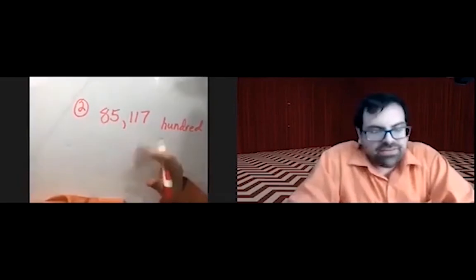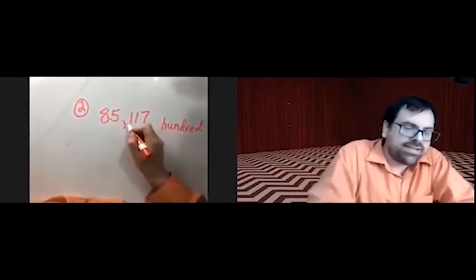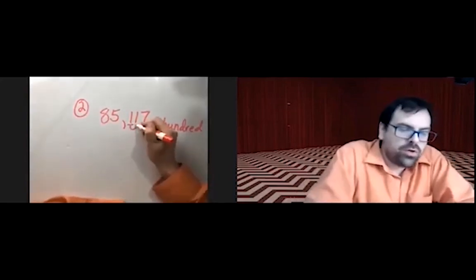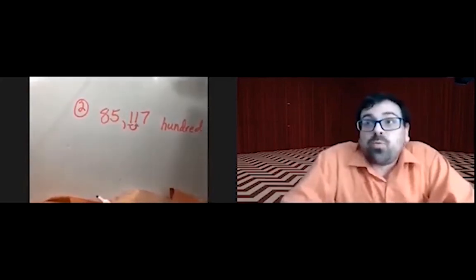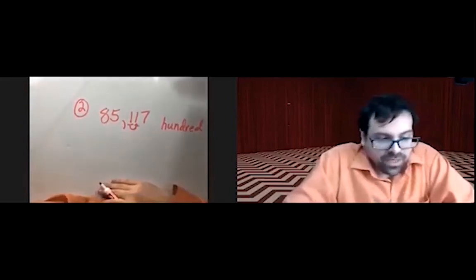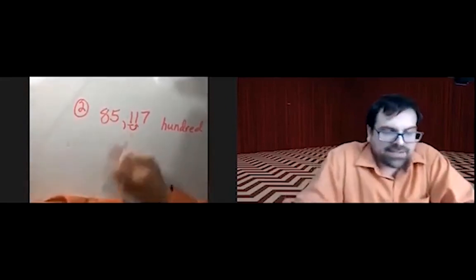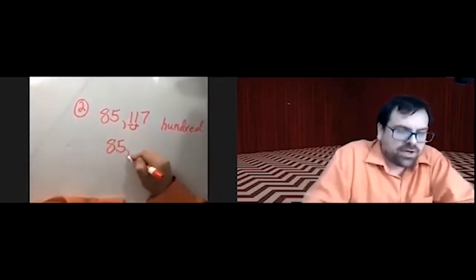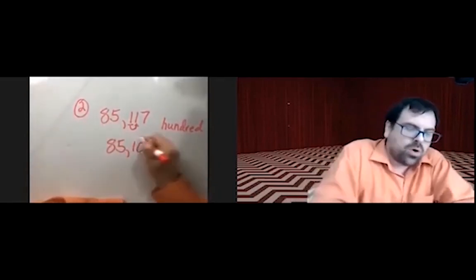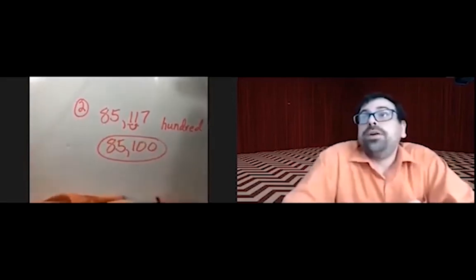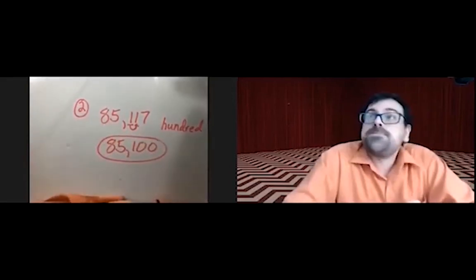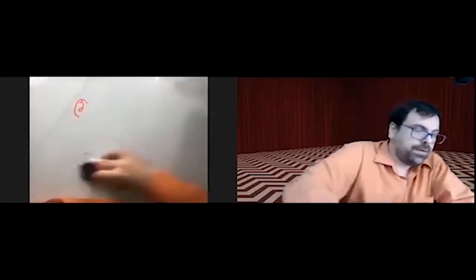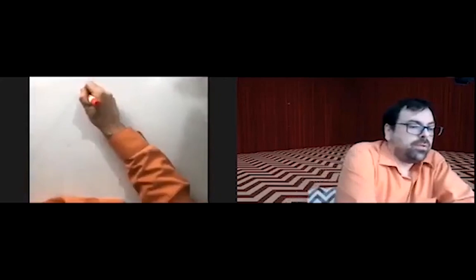So you need to know your place values: ones, tens, hundreds. The number to the right is a 1. That means we do not round up. Everything past our place value turns into zeros. So the correct answer was 85,100. Number 3.